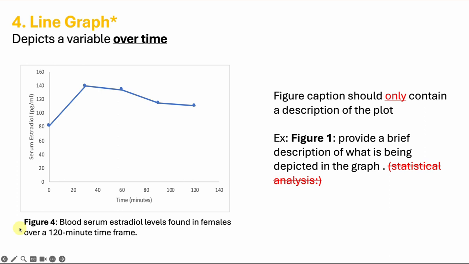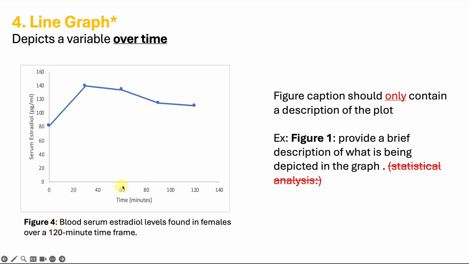Okay, now the last type of graph we could do is a line graph, and this one is the easiest because you don't have to run any stats for this. The prime example I could think of here is looking at blood serum or blood glucose, hormones in the blood, things in the blood we like to look at. So in this case, we're looking at blood serum estradiol levels over a 120-minute time frame.